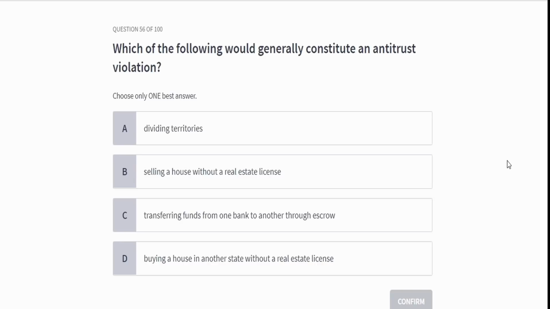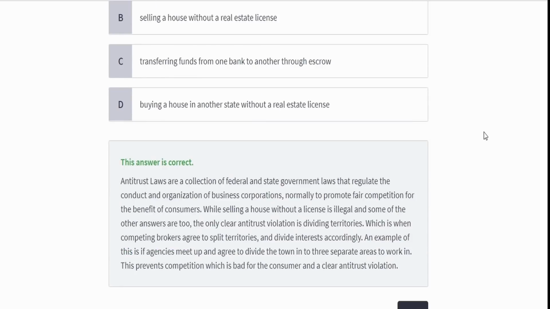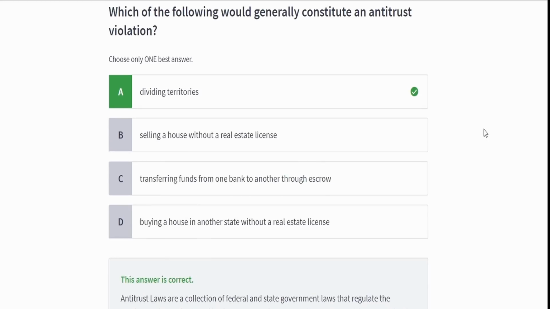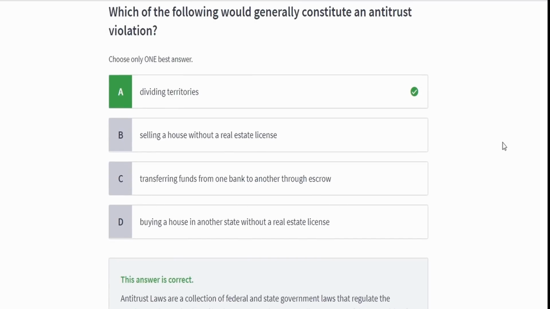All right, did you guys come with your answer? Hopefully. So what is our correct answer for this one? Question number 56. Well, our correct answer is going to be A, dividing territories. Okay, so we should know by now what our antitrust laws are. I'm not going to explain to you guys because I did that in the first video, but part of knowing about antitrust laws is knowing what would constitute an antitrust violation. Dividing territories is most definitely going to be an antitrust violation.